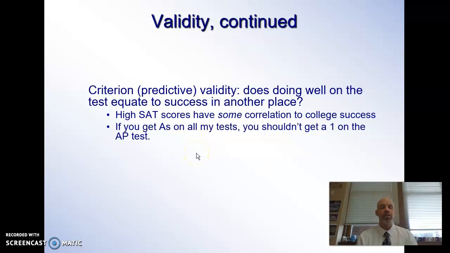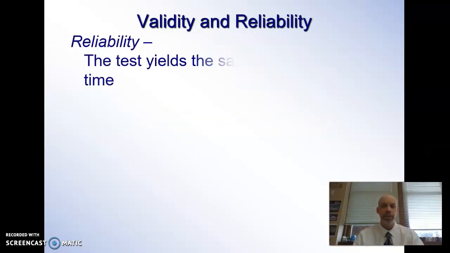Another good example is if you get A's on all of our tests in AP Psychology, you should not be getting a 1 on the AP Psychology exam. And something's gone wrong if you get a 1. Either our tests didn't do a good job of covering the material necessary, or you cheated on all the tests. Those are two possibilities, right? So hopefully if you do well on our tests, you should do well on the AP exam. Why? Because our tests will have good predictive validity.